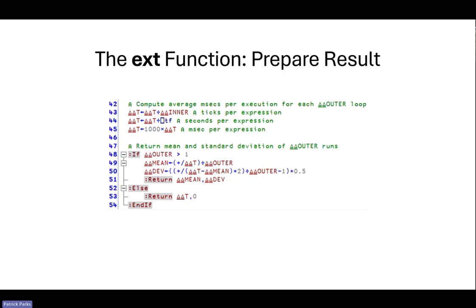Then we're going to compute the mean and standard deviation, assuming that the count is greater than 1. If it's not, then the standard deviation is 0, and we just report our time. So we return that in the else clause on line 53. Otherwise, we compute the mean and standard deviation and return that.